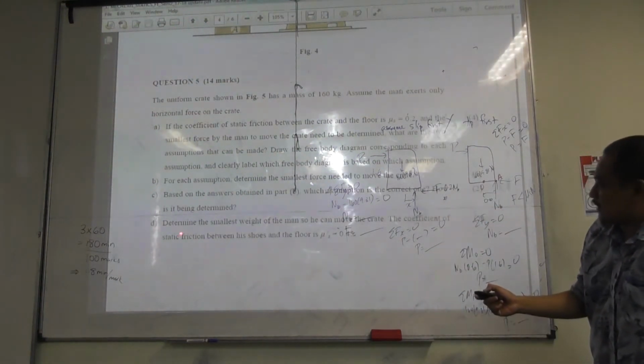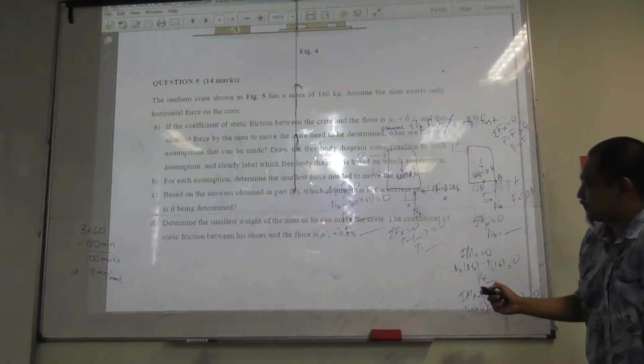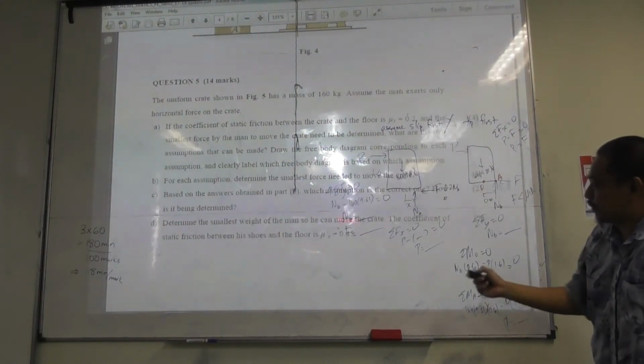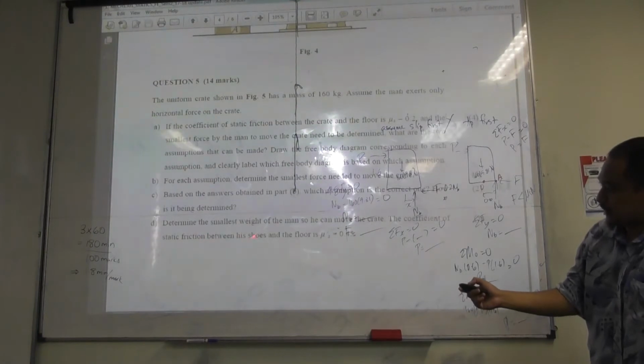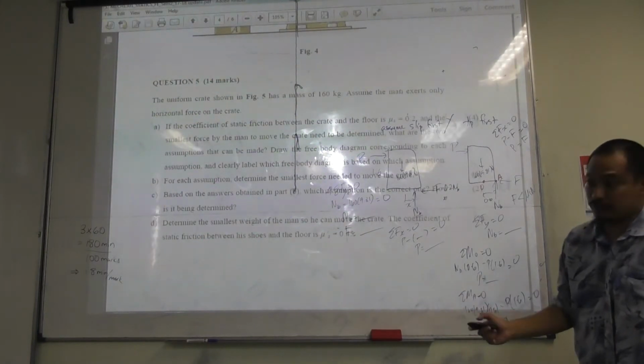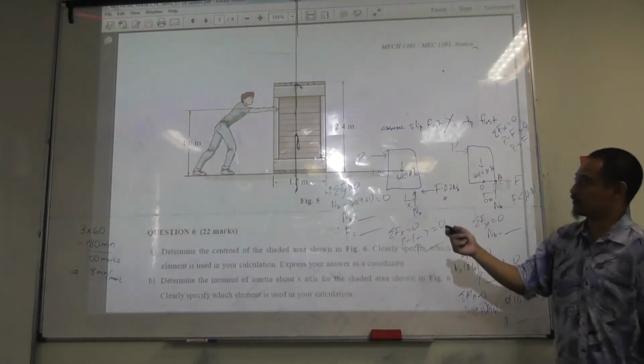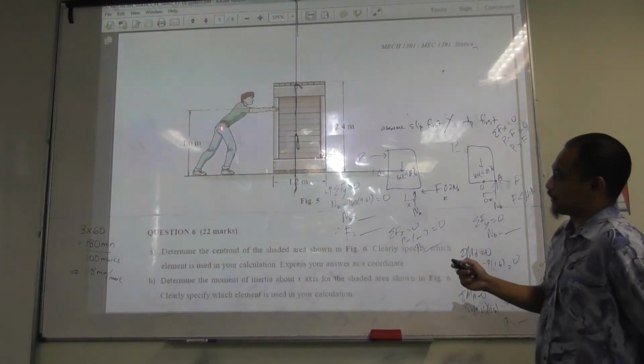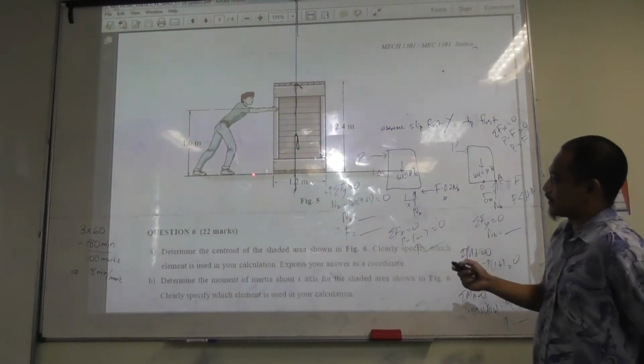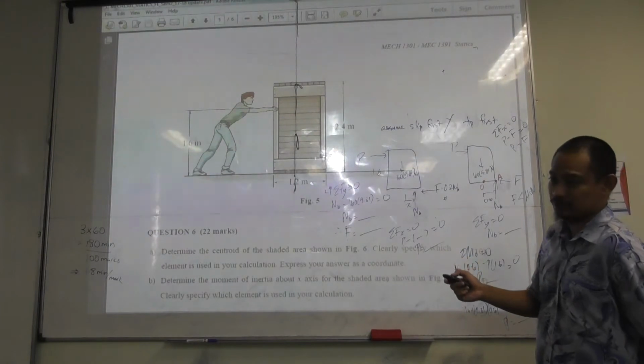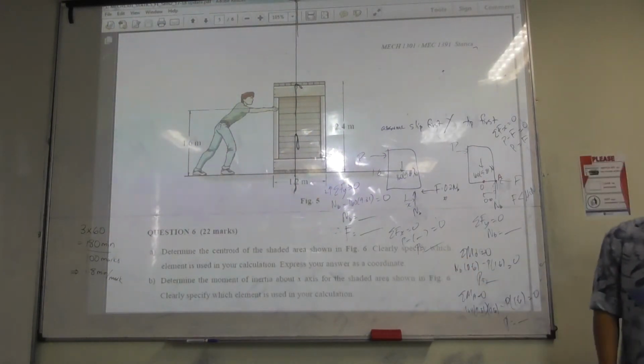Anyway, part D: determine the smallest weight of the man so he can move the crate. The coefficient of friction between his shoes and the floor is 0.45. Okay, back to the question. It asks what is the smallest weight of the man so that he can push this one, and the mu here is given. How do you solve? Do you understand the question?